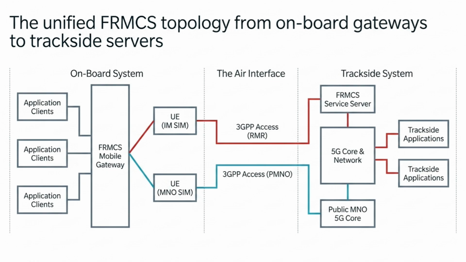It orchestrates parallel data paths simultaneously through the dedicated FRMCS network at the top and a public MNO network below, managing these entirely different core networks and flawlessly reuniting the data on the other side.